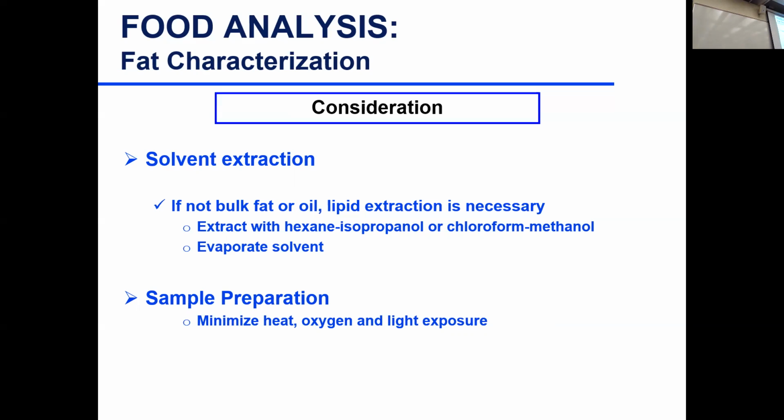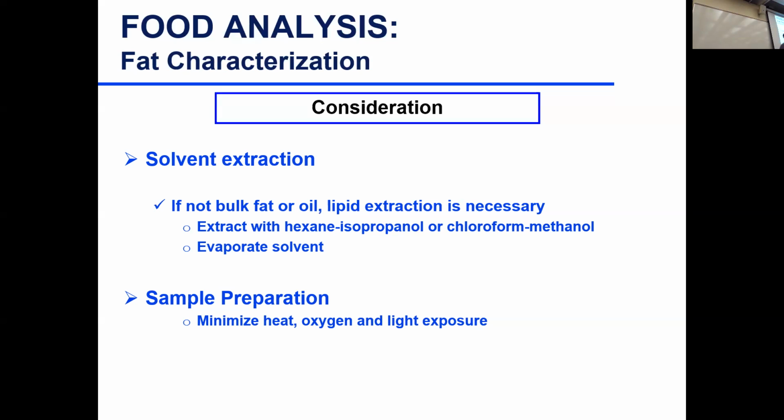All right, so when we want to determine the status of the oil or the characteristics of oil or fat, if we have a bulk fat or oil, no extraction is needed. In the lab, you're going to be looking at lard, coconut oil, canola, olive oil, corn oil. These are considered bulk fats or oils, and we don't need to extract.